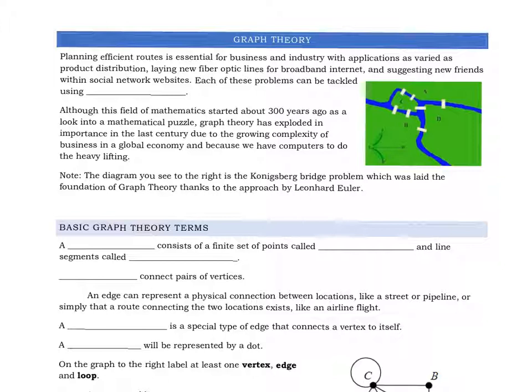Planning efficient routes is essential for business and industry, with applications as varied as product distribution, laying new fiber optic lines for broadband internet, and suggesting new friends within social media websites. Each of these problems can be tackled using graph theory.